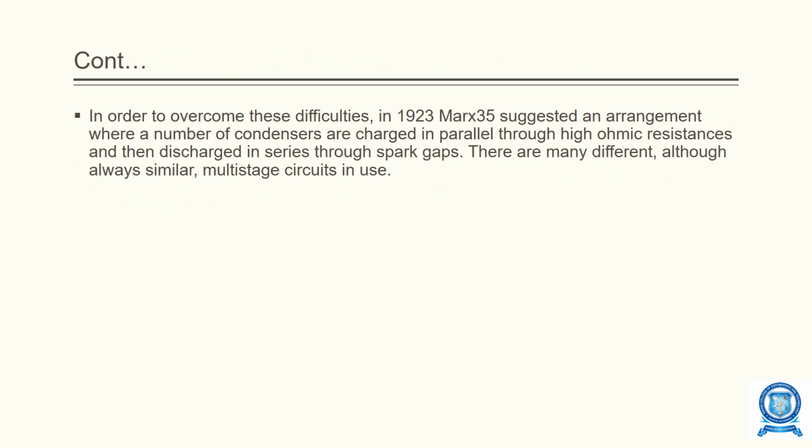In order to overcome these difficulties, Marx in 1923 suggested an arrangement for charging the capacitors in parallel through high ohmic resistors and discharging them in series with a spark gap. So while charging it has parallel resistors and while discharging it has series resistors. So this format was proposed by Marx, hence we call it the Marx circuit or multi-stage impulse generator.